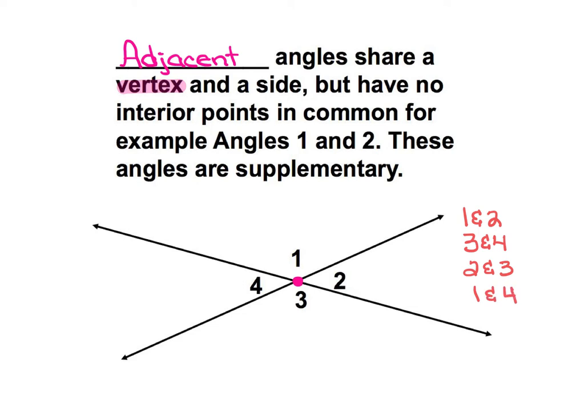What does adjacent mean? They're just side by side. They share a side, they share a vertex, they're next to each other. Okay?